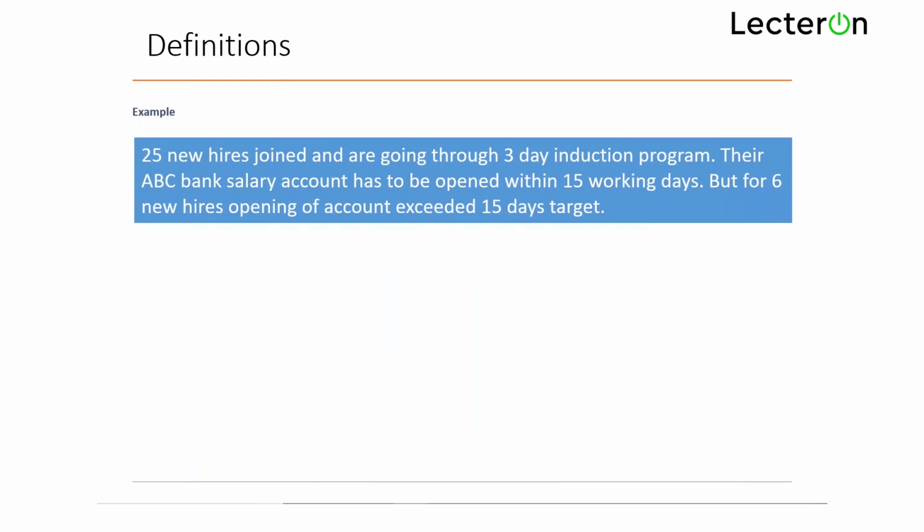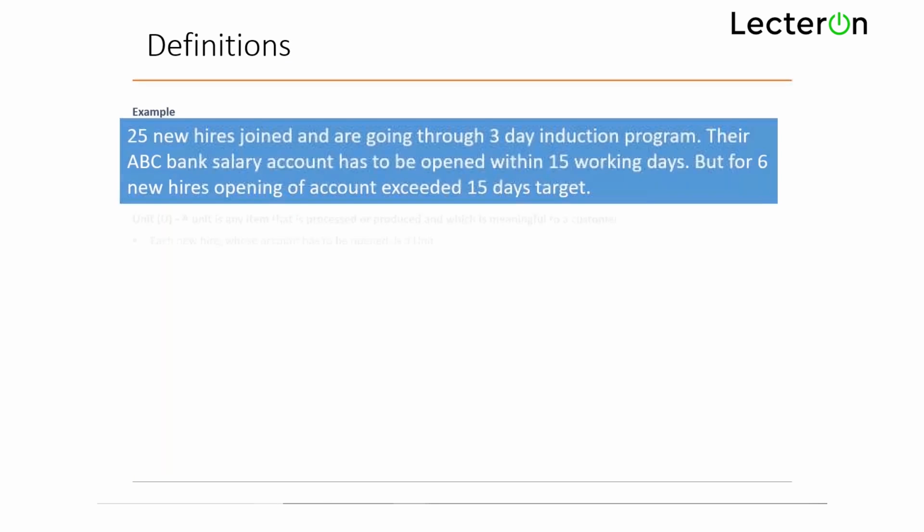There are 25 new hires who join and go through a 3-day induction program. Their ABC bank salary account has to be opened within 15 working days, but for 6 new hires, opening of the account exceeded the 15 days target. So what we need to do is calculate. First, we need to identify what is a unit. The unit in this case is every new hire. So there are 25 units, and then there is an opportunity for error.